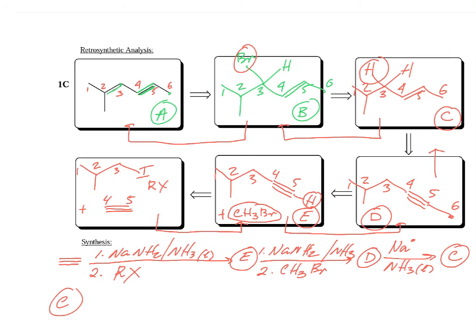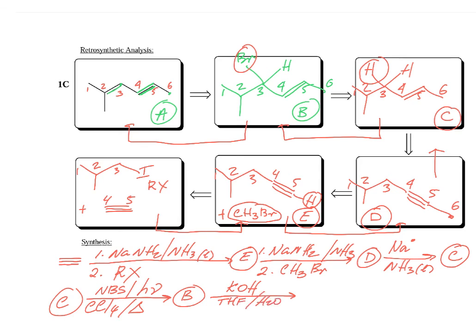We need a source of bromine atoms, free radicals, so we use N-bromosuccinimide. We'll shine a UV lamp onto the reaction flask and we'll carry it out in carbon tetrachloride with heat. This will give us secondary allylic bromide B. What's left to do is to eliminate HBr using a base, KOH in aqueous solvent. Hydroxide will eliminate HBr to give us conjugated diene A.